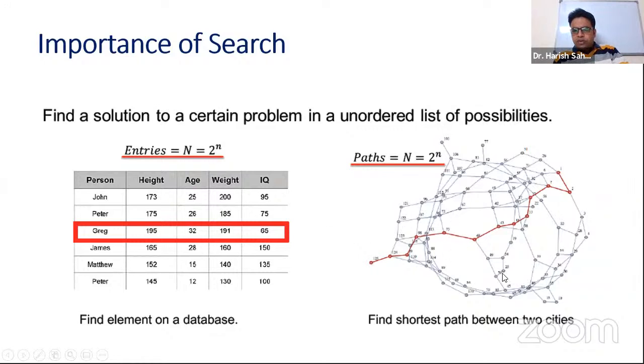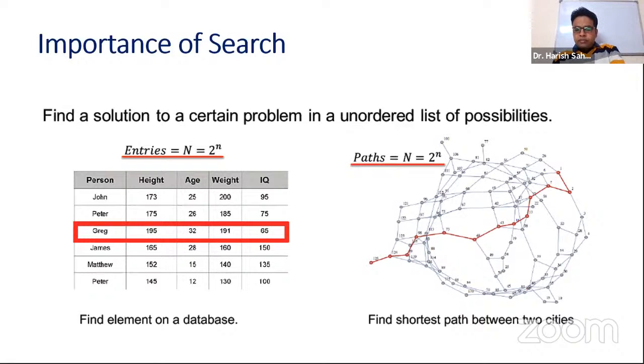Let's suppose this kind of city map is there, and somebody wants to go from one place to another. Let's suppose there are total n paths. If we want to search for the best path, then in the worst case, what will we have to do? We have to check all the n paths one by one. So if there is no sorting or ordering, then it is order n.